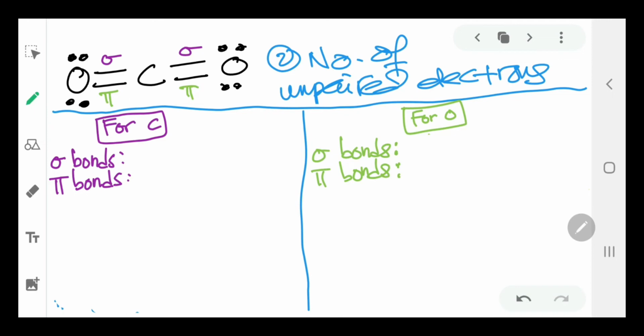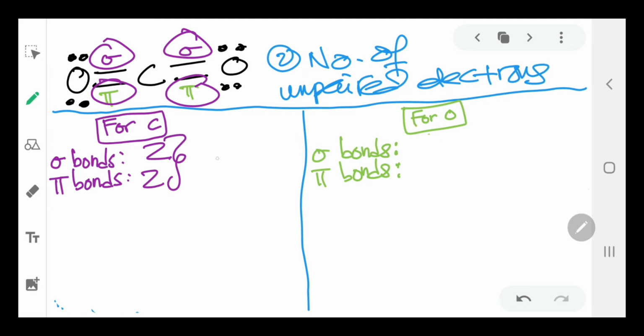At this stage, to find out how many unpaired electrons are involved, we are going to be considering sigma bonds and pi bonds, because they are the ones that will be forming the covalent bonds for carbon dioxide. So for this central atom carbon over here, it has 1 and 2 sigma bonds, and then it has 1 and 2 pi bonds.